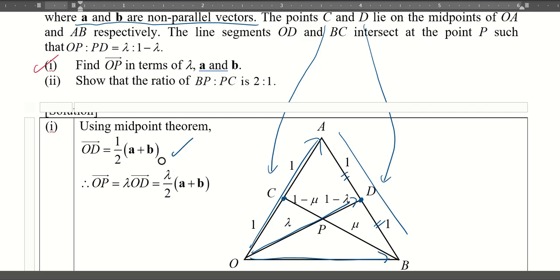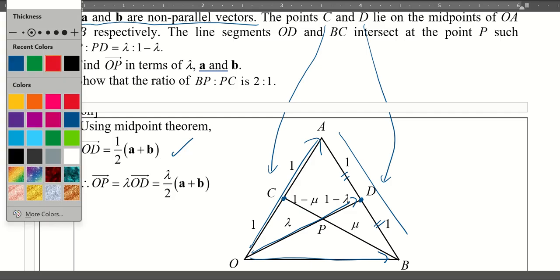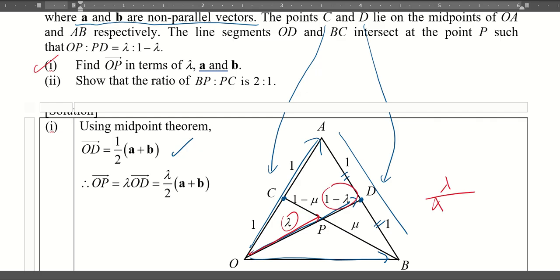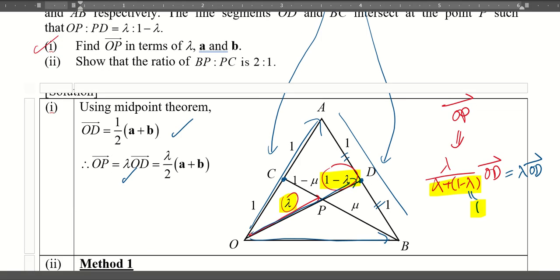Now that OD is found, OP actually will be lambda over lambda plus 1 minus lambda of OD, isn't it? But the denominator simplifies very nicely to 1, so it's just lambda OD. That's the usefulness of letting the ratio be lambda with 1 minus lambda, because when you add them up, it gives a nice 1. So that's one strategy or technique we can use. The question guided us in this case, but in other cases, you may want to think about using such a ratio.